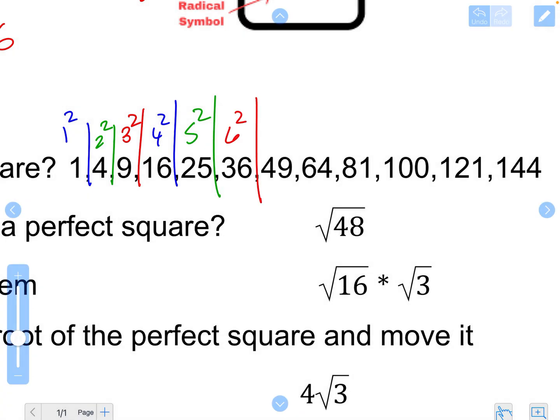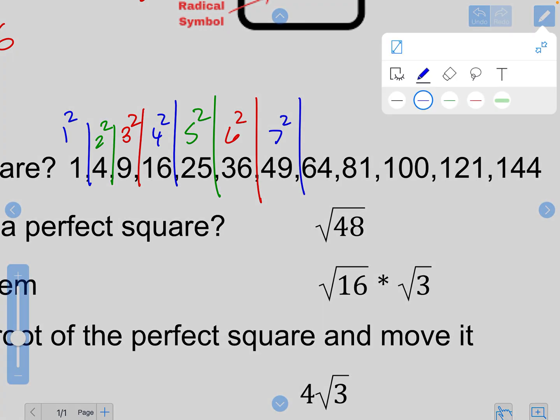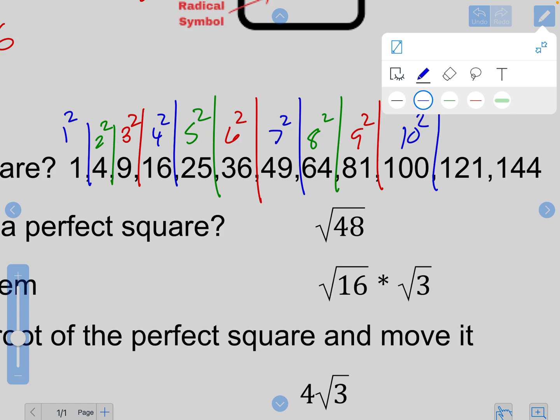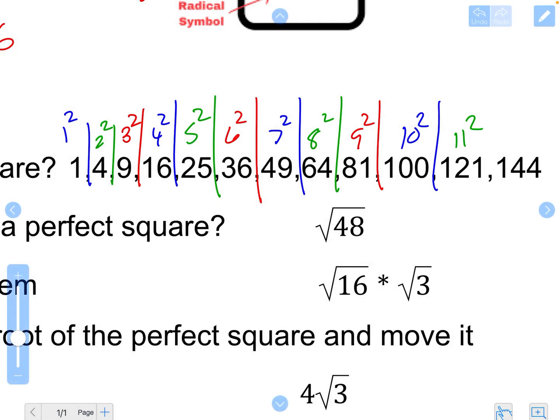6 squared is 36. 7 squared is 49. 8 squared is 64. 9 squared is 81. 10 squared is 100. 11 squared is 121. And finally, 12 squared is 144. If we can find these numbers, it makes doing the math of simplifying radicals much, much easier.